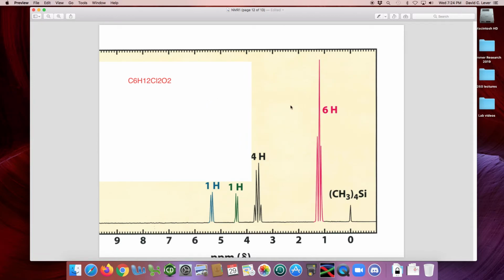So here's a spectrum that I'm showing the molecular formula for. It's C6H12Cl2O2. The first thing we want to do when we have a spectrum like this, when we're not given a structure or molecular weight, we have the molecular formula, is we want to calculate a degree of unsaturation to see if there's likely to be an alkene, right?